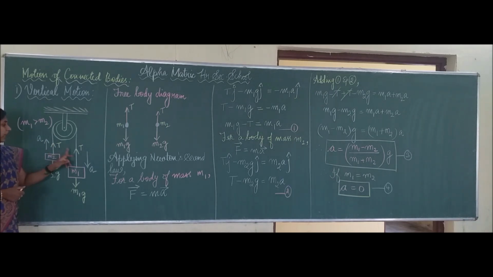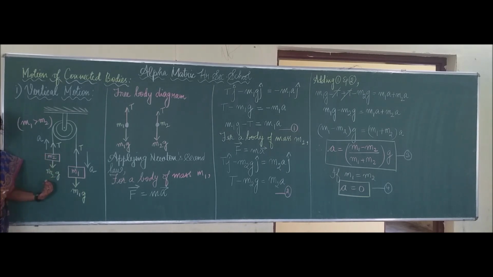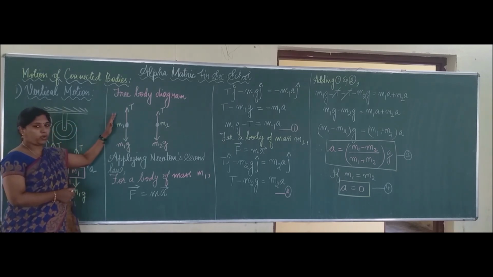T is the tension acting along the string, and the gravitational force is acting downwards. For the mass M1 it is M1g, and for the mass M2 it is M2g. For mass M1 the acceleration is acting downwards, and for mass M2 the acceleration is acting upwards. And this is a free body diagram of this figure.